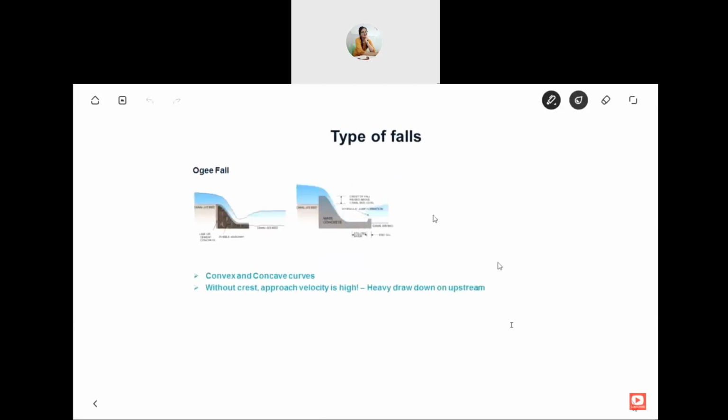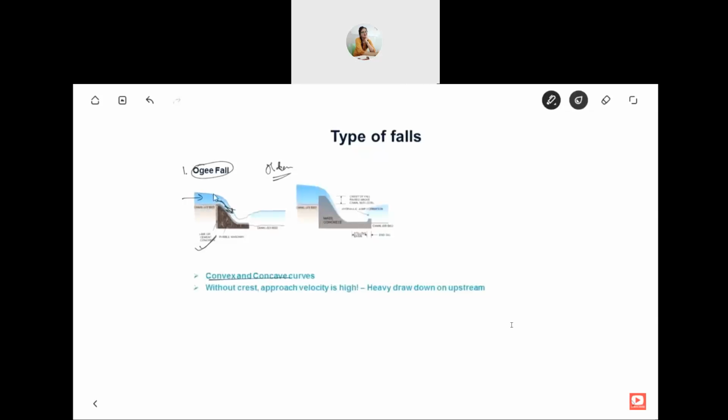Now let us see the different types of falls. First we'll start with something called the OG fall. It is a very olden fall, mostly used in the olden days, where it consists of a convex and concave curve, as you see in this image. Here no crest is provided, so water simply goes and then there is a curve where the water falls.